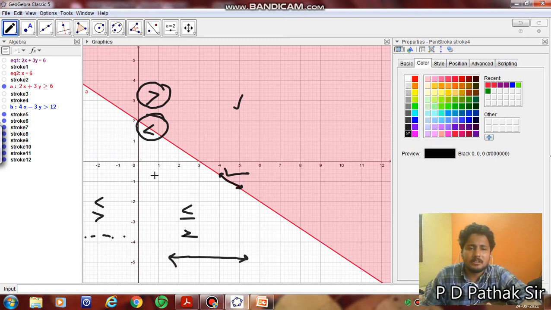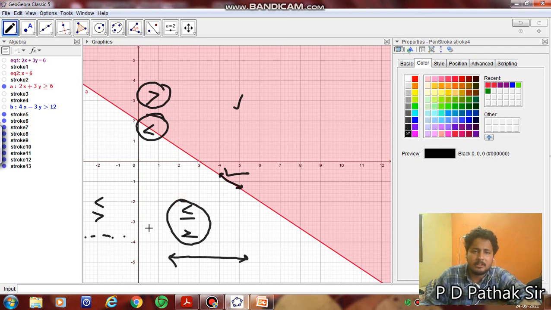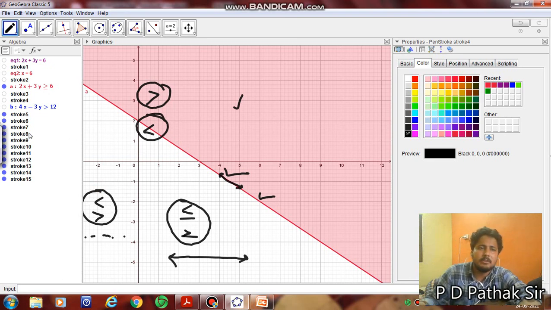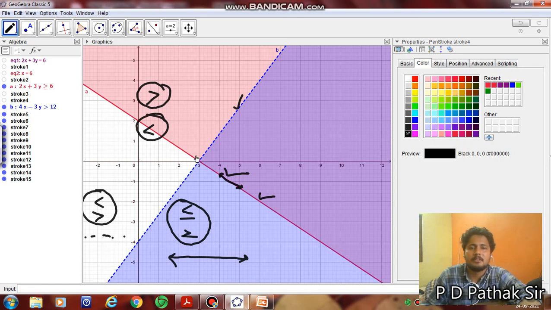So what is the answer? Therefore the graphical representation of linear inequalities in two variables is a half plane. If it contains less than equals to or greater than equals to, then line will be dark, and if inequality contains less than or greater than, means strict inequality, then line will be dotted like this. So this is the concept of the graphical representation of linear inequalities in two variables.